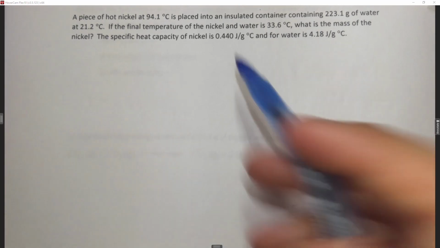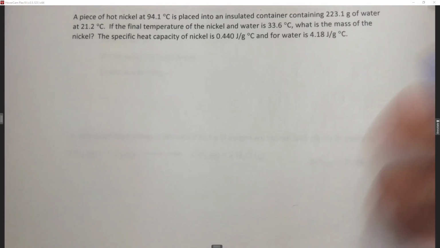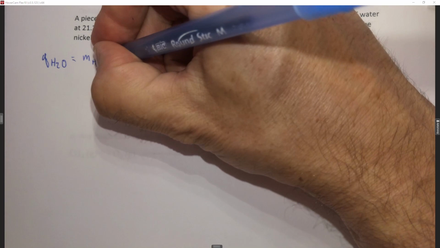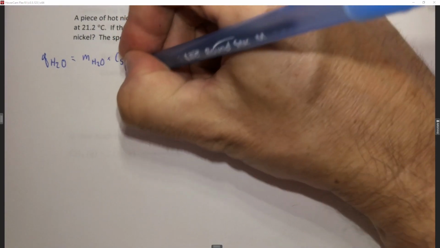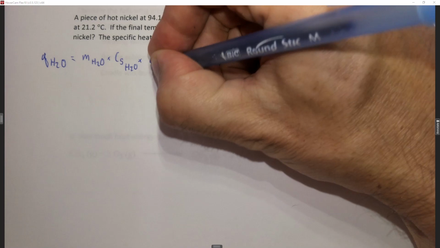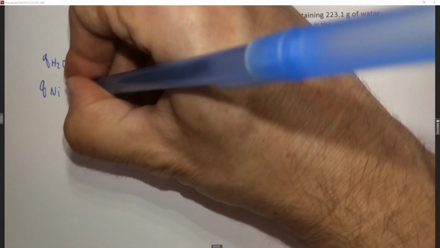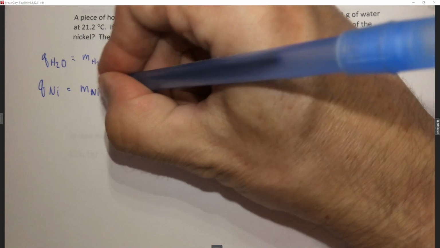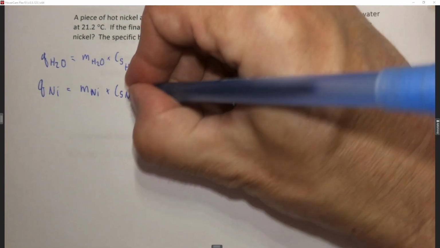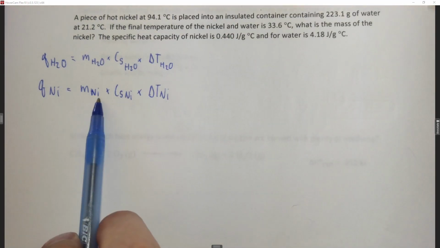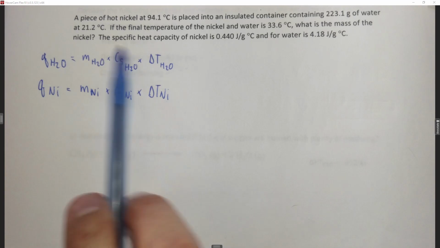So in a previous question, we talked about how Q equals m c sub s delta T. So Q of water equals the m of water times the c sub s of water times the delta T of water. And this is also true for nickel. The Q of the nickel equals the mass of the nickel times the c sub s of the nickel times the delta T of the nickel.